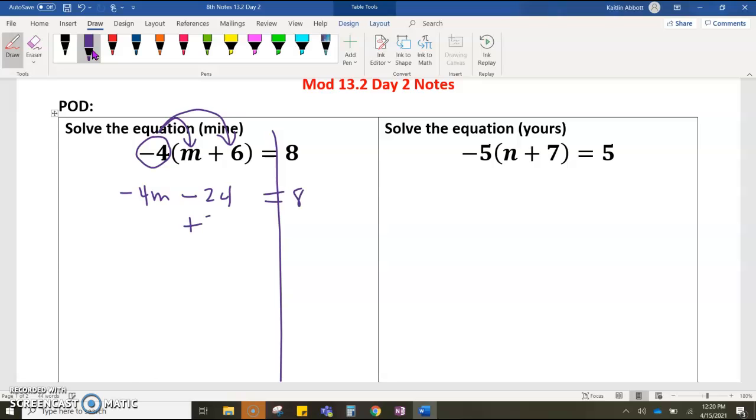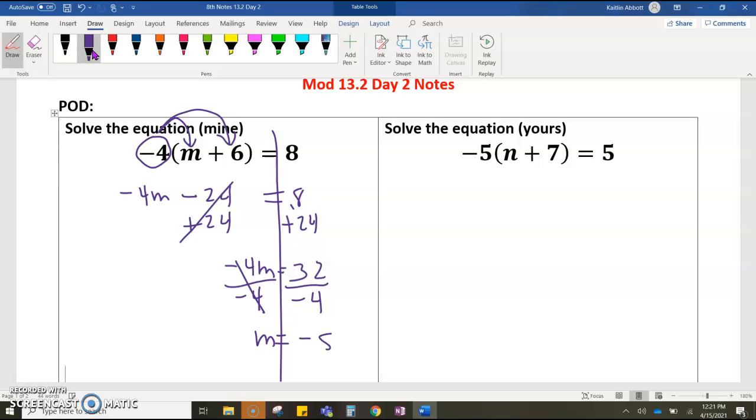We are going to add 24 to both sides to get rid of the 24 from that side. We are left with -4m equals 8 plus 24, which gets us, well, 8 plus 4 is 12, and so we're going to get 32. We're going to divide both sides by -4. -4 divided by -4 cancels out. We're left with 1m. 1m equals 32 divided by -4, which is going to get us 8.